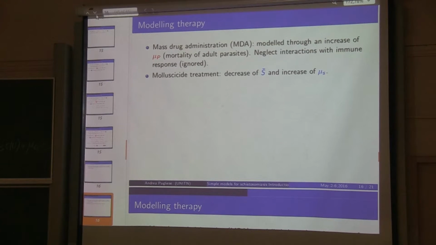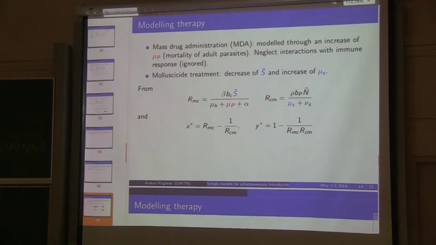The other kind of intervention is to try to decrease the snail density by putting molluscicide in the opportune body of water. The effect of this would be possibly to decrease snail density and more certainly to increase snail mortality. And what would be the predicted effect?